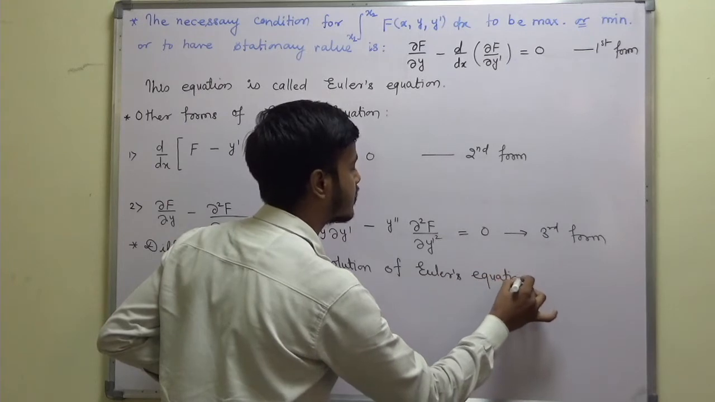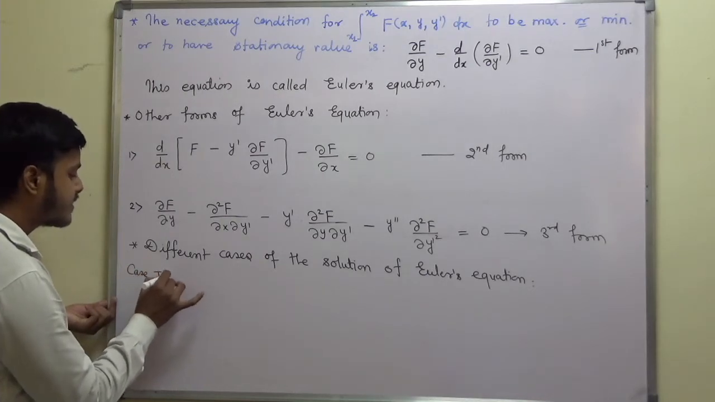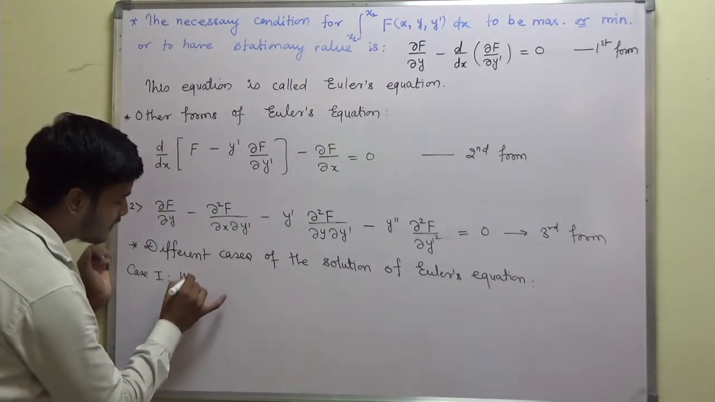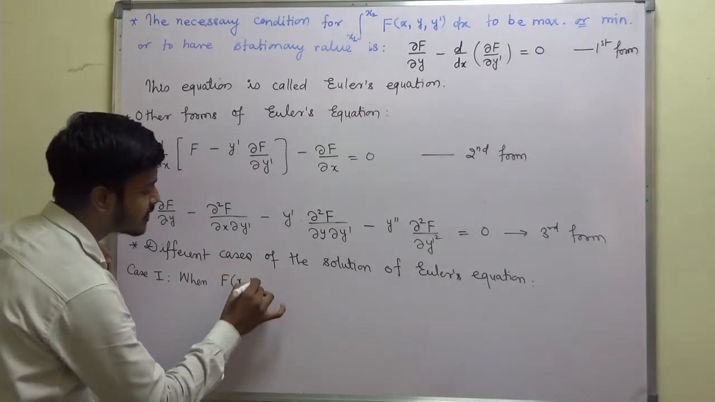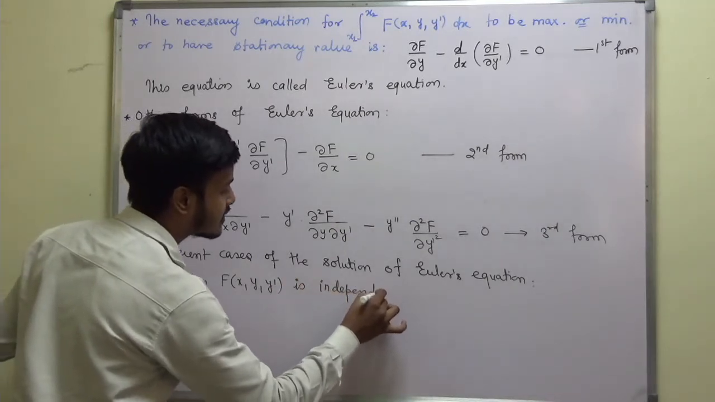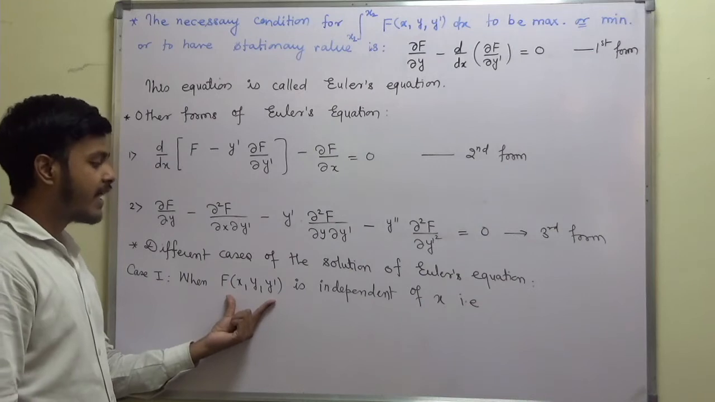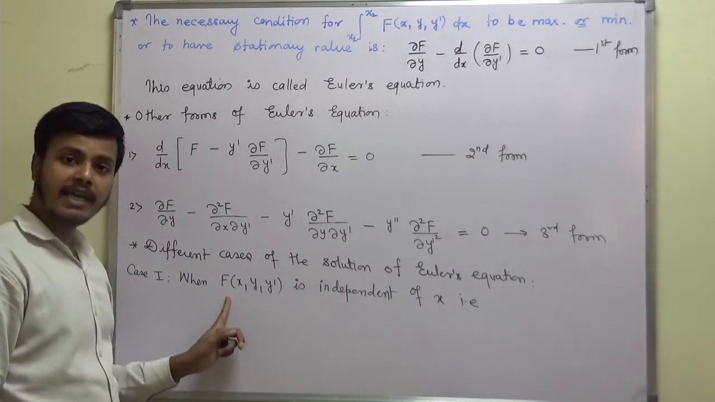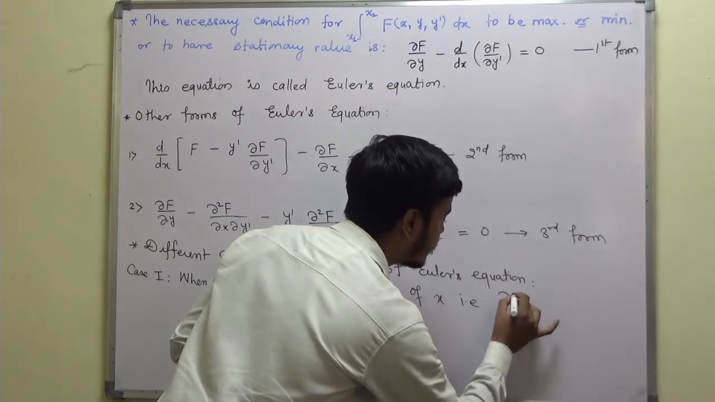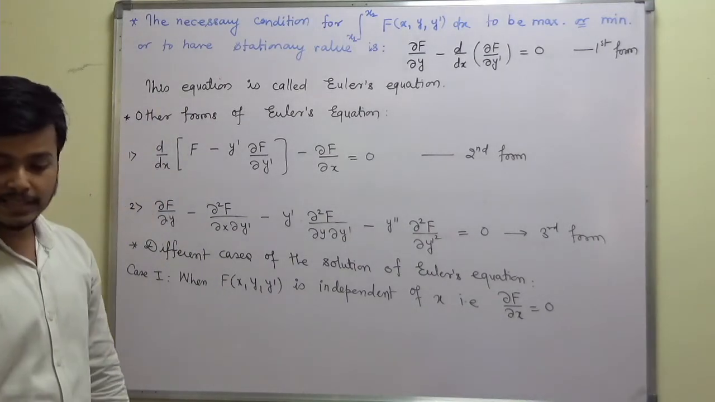Euler's equation. So the very first form, I will write it as cases. Case 1: if this f is independent of x, when f of x, y, y dash is independent of x. What does it mean? This f of x, y, y dash is independent of x means in this f there is no term of x. If this f doesn't have any term of x, then derivative of f with respect to x is equal to 0. Simple, del f by del x is equal to 0.